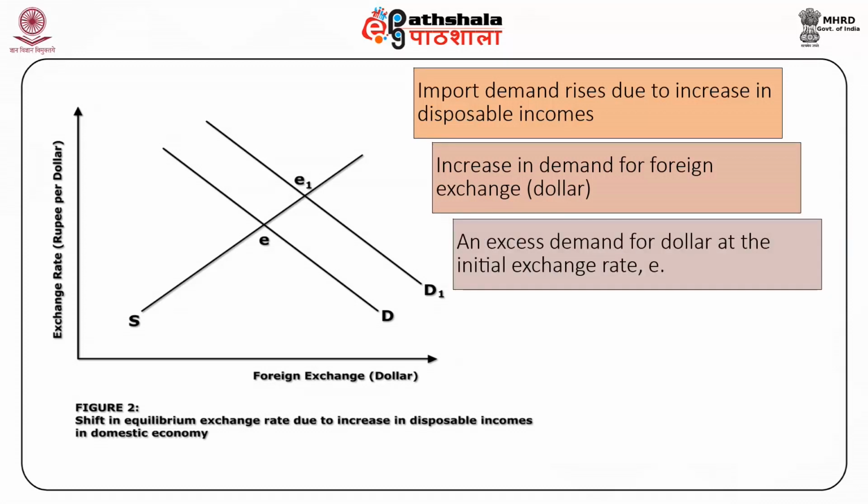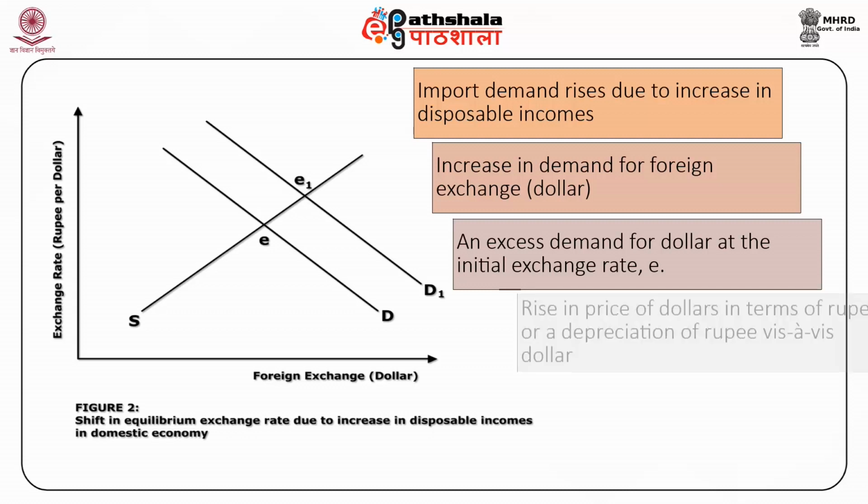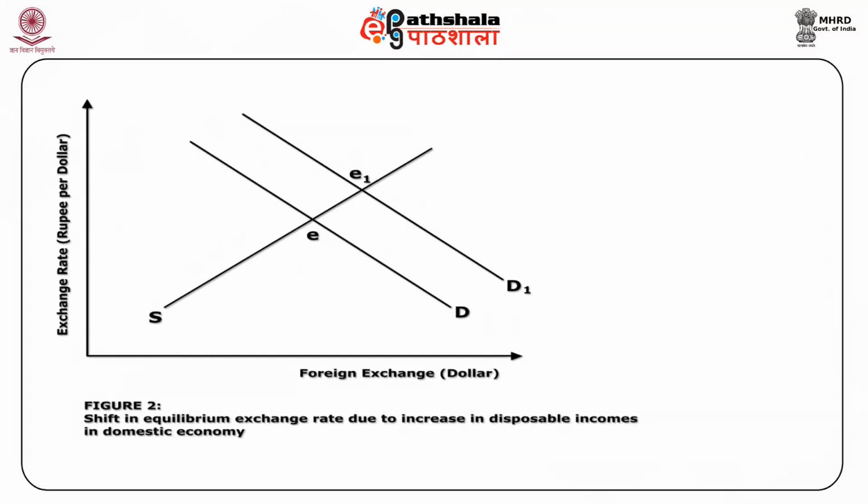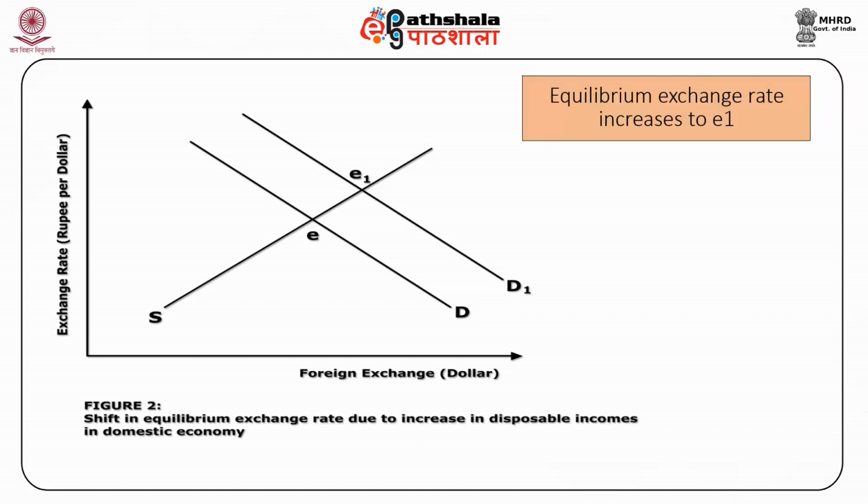You may note that the excess demand for dollars is essentially an excess supply of rupees as people exchange rupee for dollar. This leads to a rise in price of dollars in terms of rupee or a depreciation of rupee vis-a-vis dollar. The foreign exchange market clears as the new equilibrium exchange rate E1 is reached, where once again demand is equal to supply. You may note that at E1 the rupee has depreciated as a result of the increase in import demand due to increase in disposable income of Indians. Consequent to the shift, the equilibrium exchange rate increases to E1 from its initial level E.